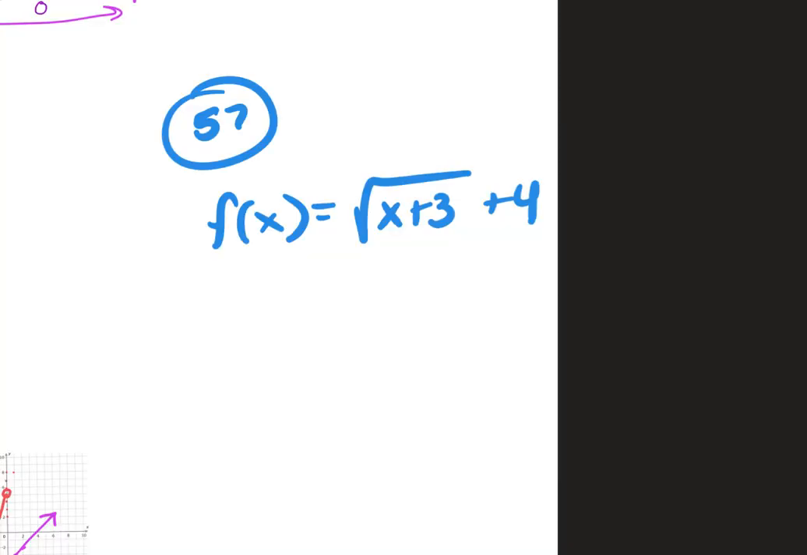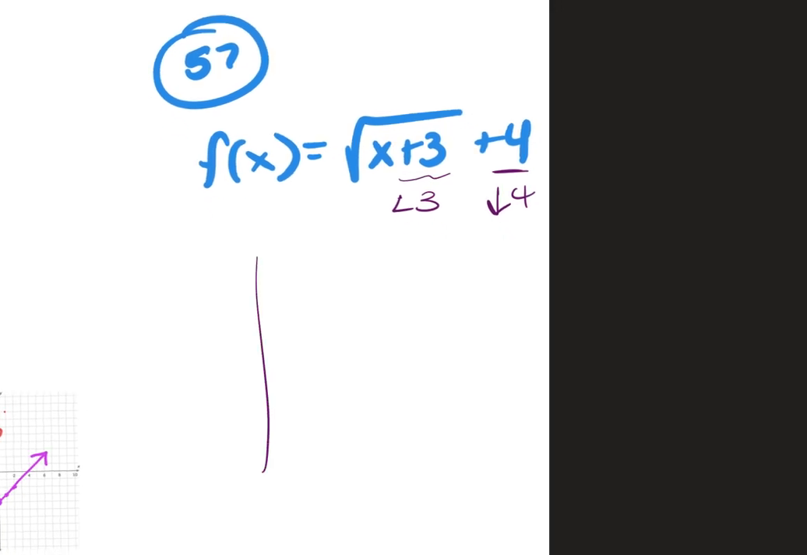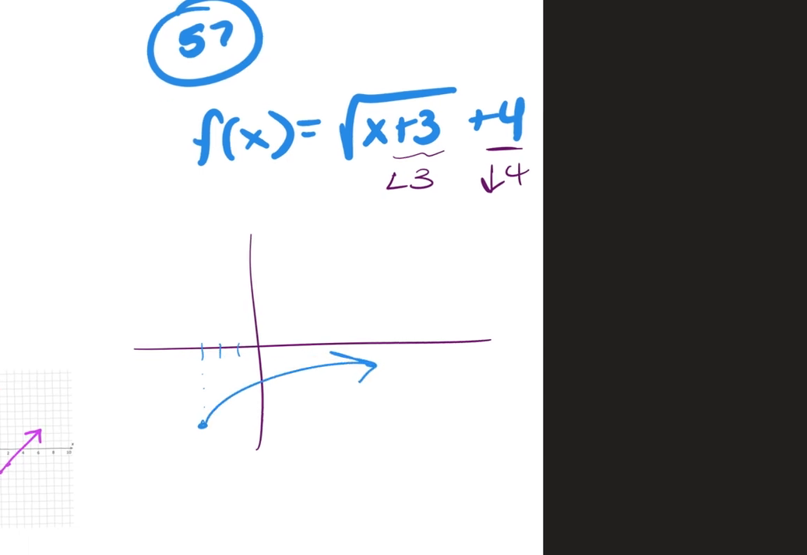Right, so this is a square root. We know the parent function is the square root. I know because it's a plus 3 underneath, it is left 3, and then the minus 4 means it's down 4. So if I was to graph this by hand, I'd go left 3, down 4, and then it points up and to the right like that.